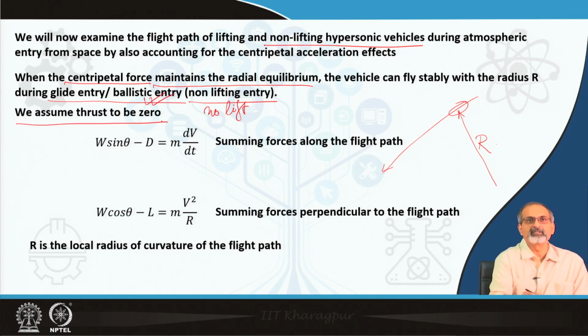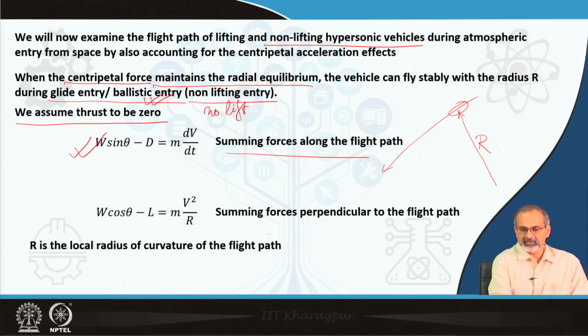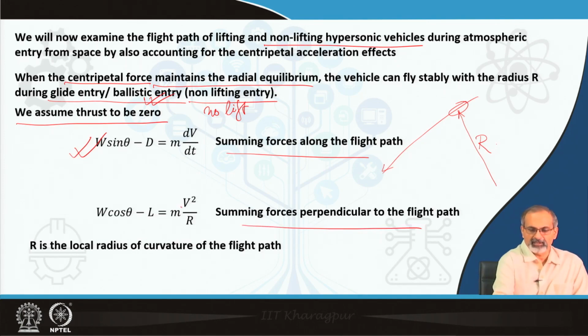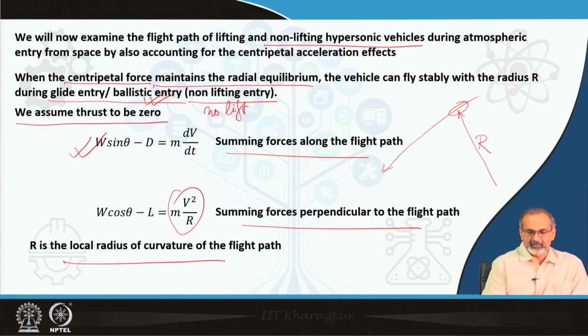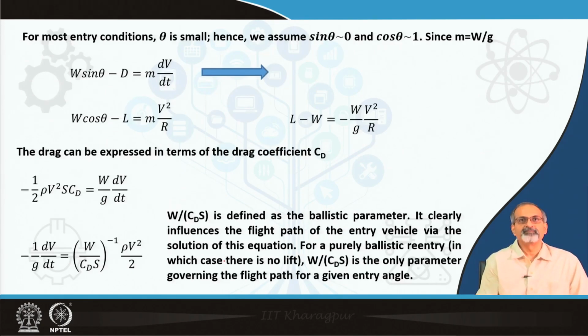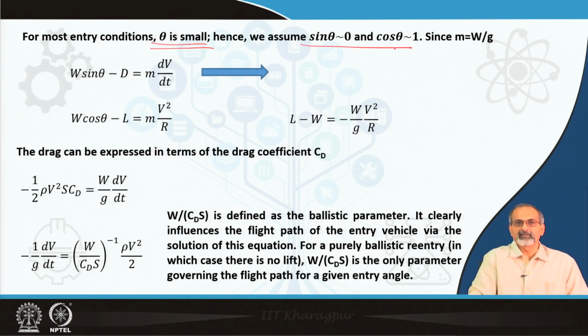We assume thrust to be 0, and then if you sum forces along the flight path, again using the same nomenclature, you can show that the equation works out like this. Summing forces perpendicular to the flight path, that is where centripetal force comes in, and r is the local radius of curvature of the flight path. For most entry conditions, the flight path angle is small, therefore sin theta can be assumed to be 0, cos theta 1. Further, mass can be expressed as W by g.